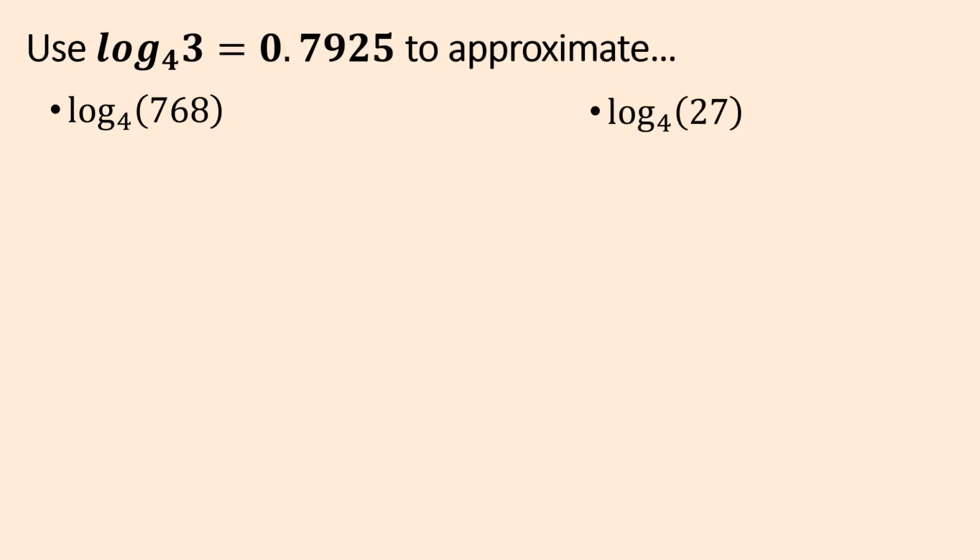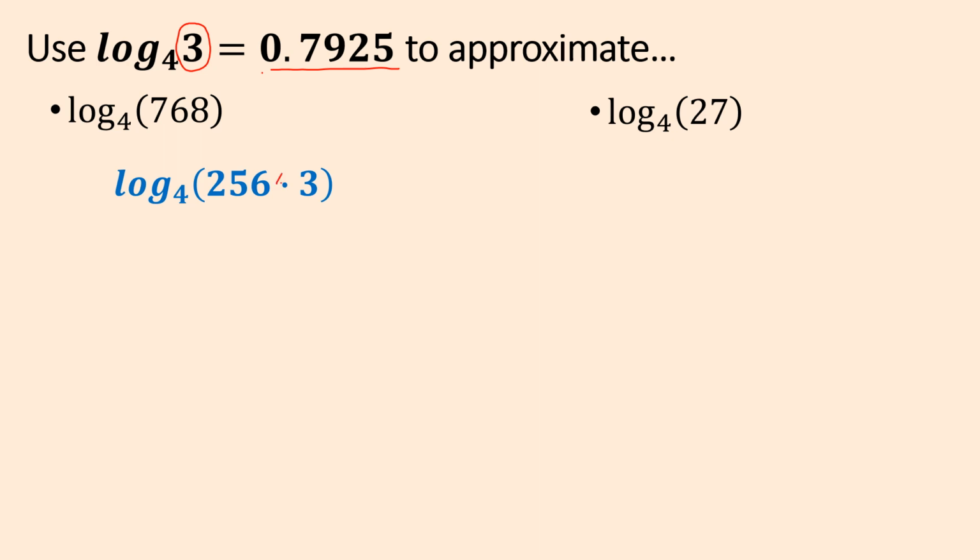Here it gives us a decimal approximation for log base 4 of 3. Tells us it's equal to 0.7925. We're going to use that to approximate these next two problems. So to start, log base 4 of 768. I don't know what that is. However, it's telling us what log base 4 of 3 is. So let's divide that 768 by 3. So if I take out a 3, it's 256 times 3. That's going to help us.